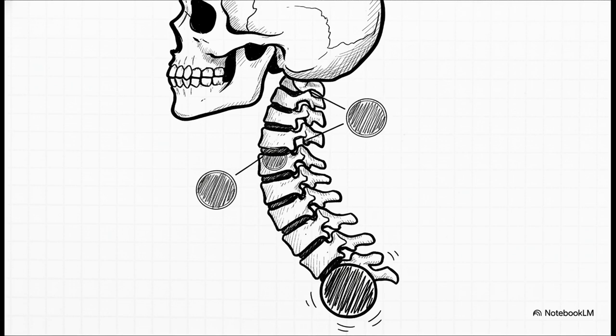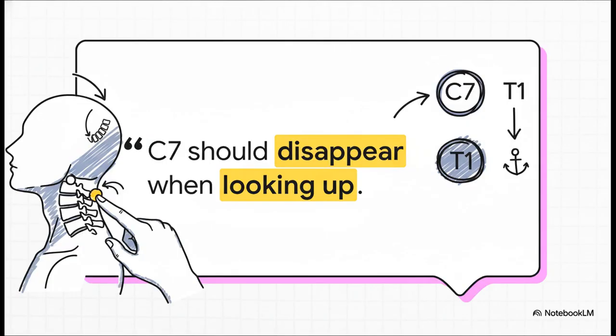That's usually C7. Now here's a fantastic pro tip for finding C7. That big bump isn't always C7. Sometimes it's the first thoracic vertebra, T1. So here's the trick. Place a finger on it and gently look up. If the bone under your finger slides forward and kind of disappears, that's C7. If it stays put, you're on T1. It's a brilliant little diagnostic tool.